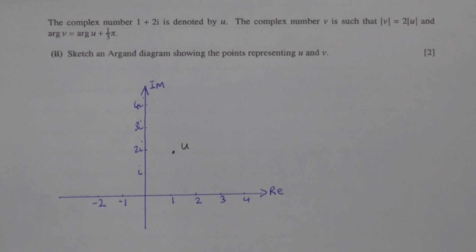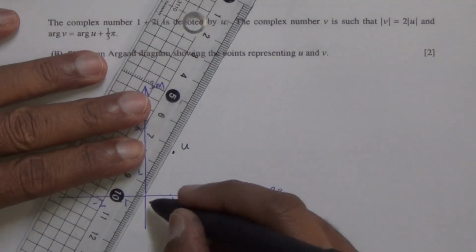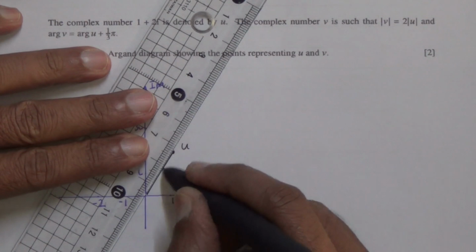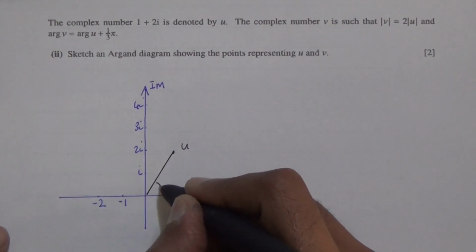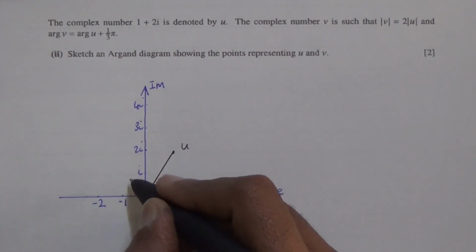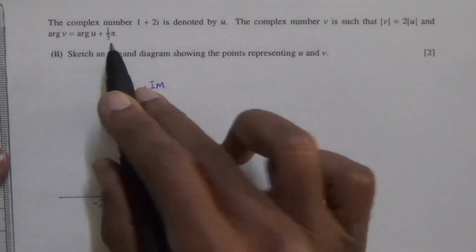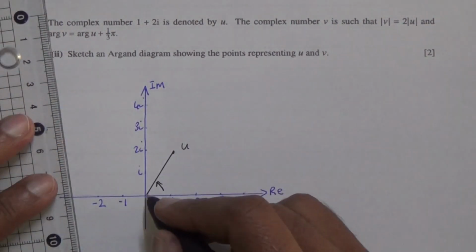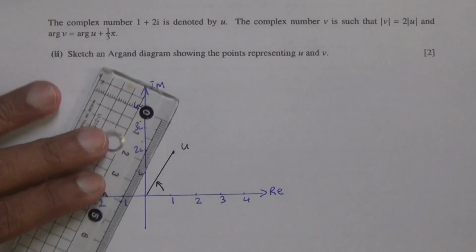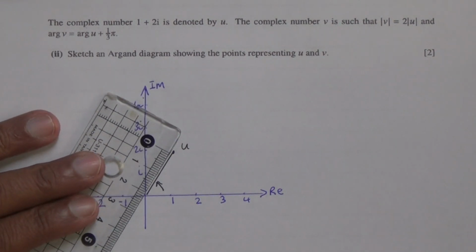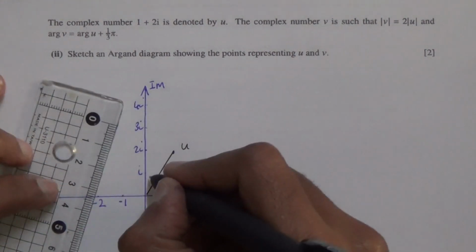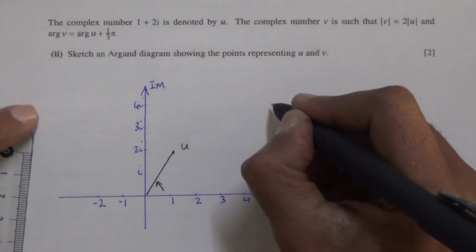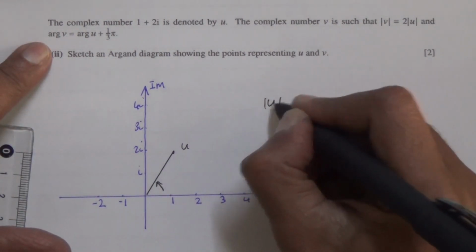So if we look carefully, the argument of u will be here. So that's the argument of u, plus pi/3. So if you add pi/3, you're going to go in this direction, and then two lots of that. What is the modulus of u then?